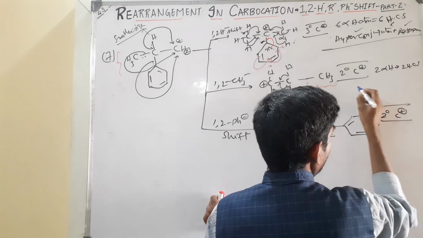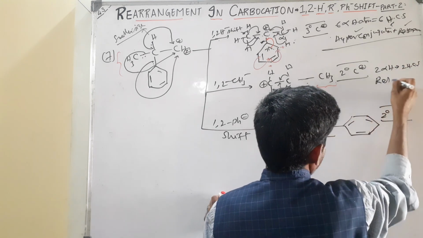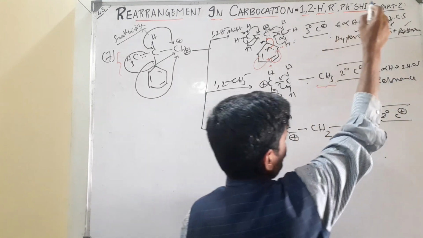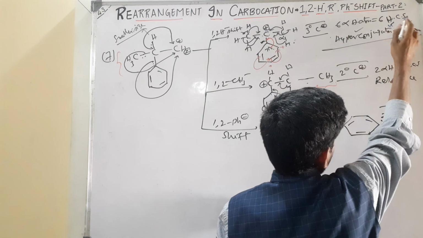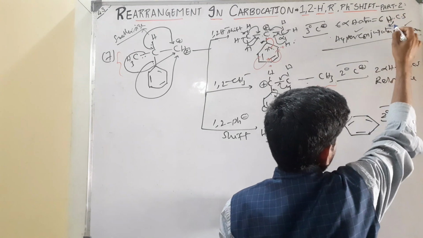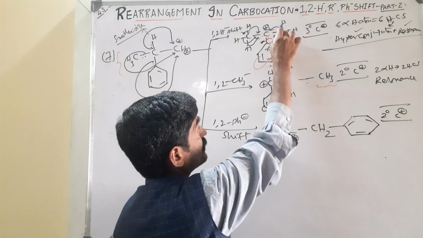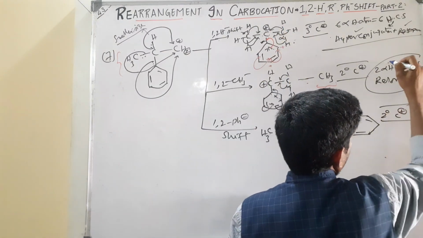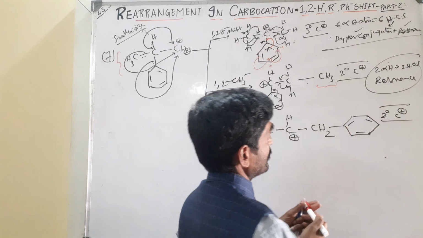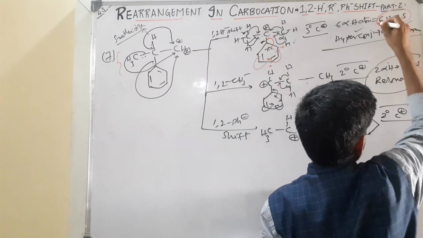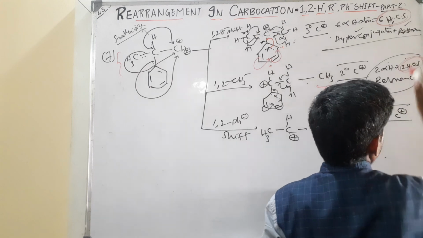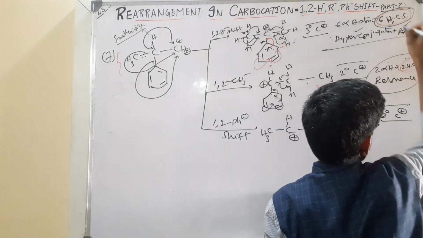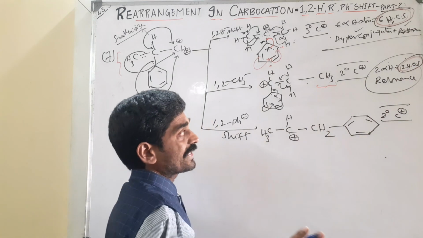Resonance also takes place here. Resonance takes place, but here there are 6 hyperconjugated structures, whereas here we are getting only 2 hyperconjugated structures. So this one is more stable. Is it clear? The number of hyperconjugated structures is greater here, and here only 2 are there. Got it?